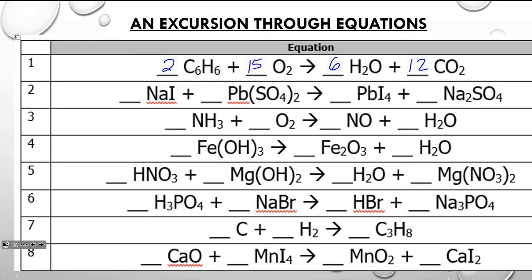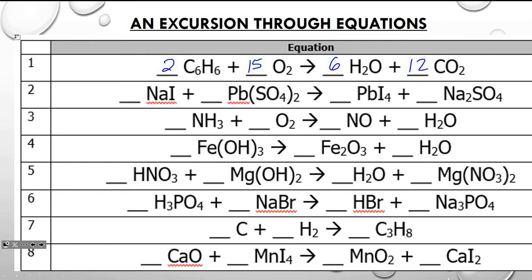That's 6. So they only have 1. So now you have to put a 6 in front. 6. Okay, then you go to the hydrogens. 6 and 2. So you put a 3 in front. Then you go to the oxygens. 2 and 3 plus 12. Plus 12 gives you 15.